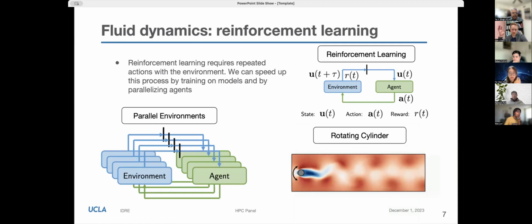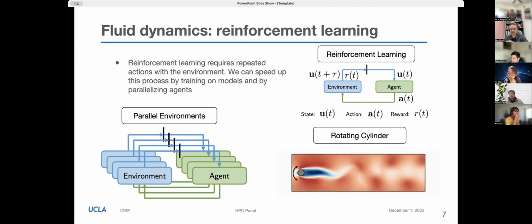The final way that we can speed up reinforcement learning that I want to discuss is we can also just train many of these environments in parallel. And this allows us to basically have embarrassing parallelization where we just train many, many agents together on many different processors. And here on the bottom right, I'm just showing you an example of where we did this to flow around a cylinder where the cylinder rotates with the goal of reducing drag. And you can see that the wake behind the cylinder starts out short and eventually elongates as it's reduced drag.